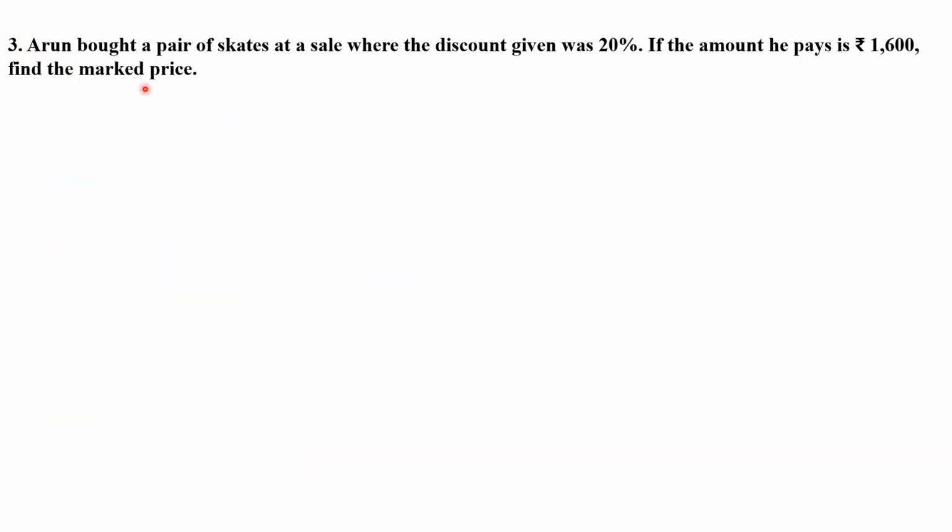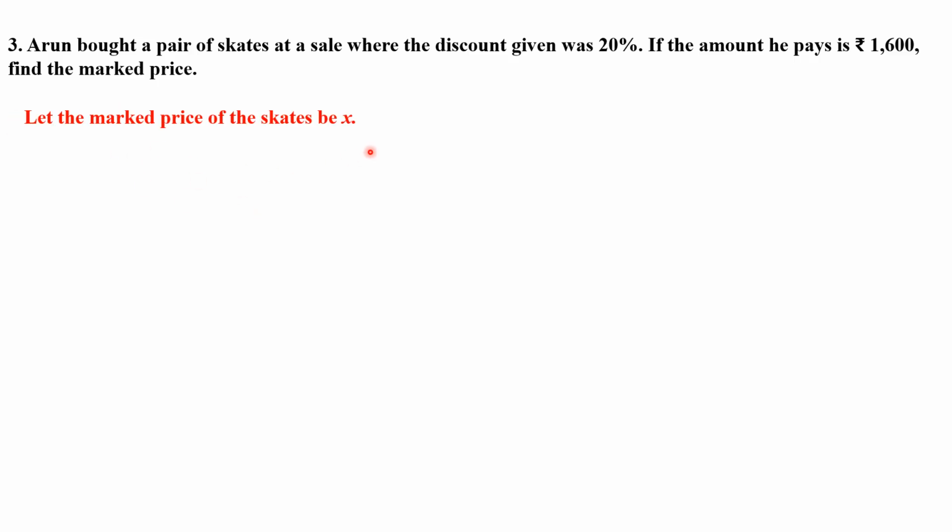Third question. Arun bought a pair of skates at a sale where discount given was 20%. If the amount he pays is 1600 rupees, find the marked price. Okay. So 1600 rupees is not the actual cost of the skate. So in this, the discount was already given, and you have to find the marked price of the item.